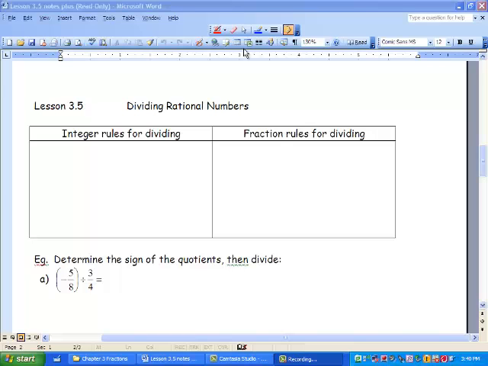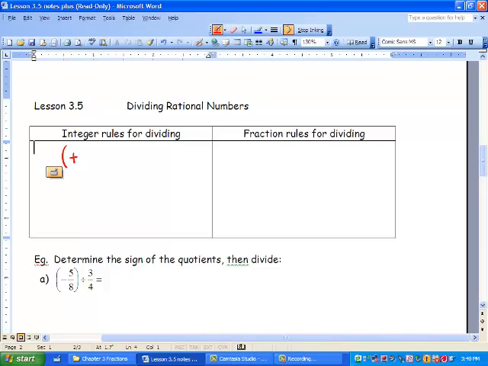Well, we've done adding and subtracting rational numbers, we've multiplied rational numbers, and now we're on to dividing. We've had some practice with this. We're going to get some more because we're going to have a unit review soon enough. Alright, so the first thing we're going to do when dividing rational numbers is we have some integer rules for dividing that we need to take care of.